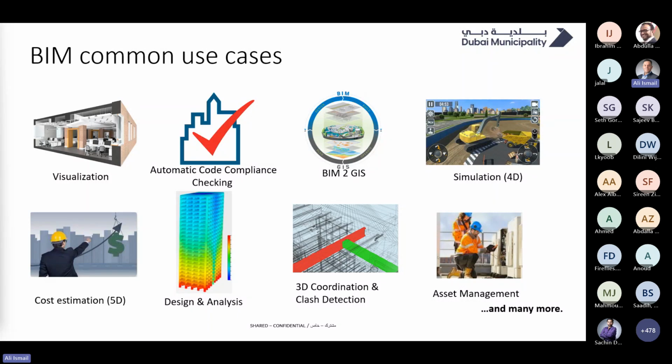One of the common BIM use cases during construction, or even during design, is the 3D coordination and clash detection. If you have different disciplines like architectural, structural and MEP design models, you can, early during the design, avoid any clashes and avoid rework, saving money and, of course, saving material, etc.